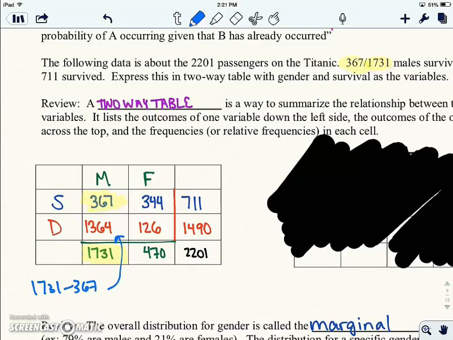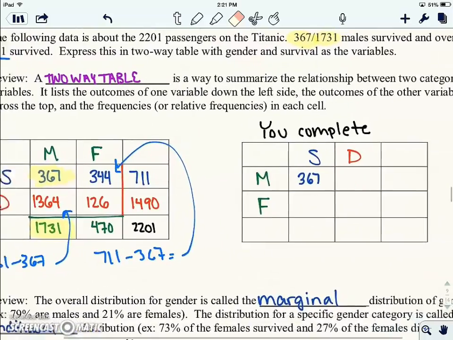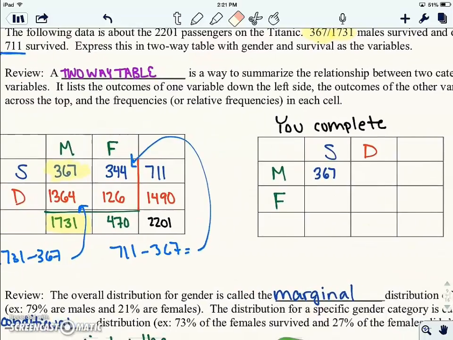To get the rest of it, if I knew 711 survived, well, they're either boys or girls. So 711 minus 367 told me that there are 344 females that survived. And from there, I extrapolated the rest of the data. You could write it this way, or you could do it with the male and female going horizontally and survive and die going vertically. And I'd like you to complete that chart and bring it to class. Should just be some freebie points.